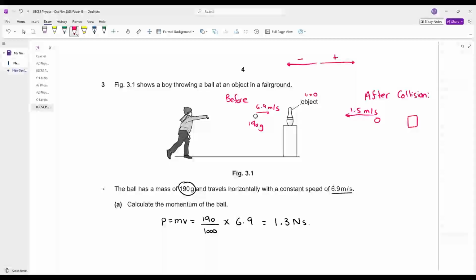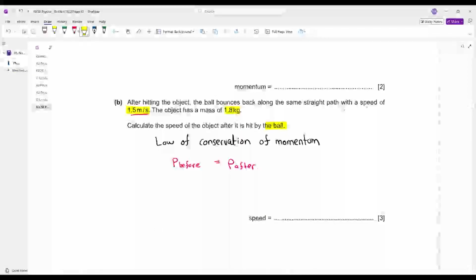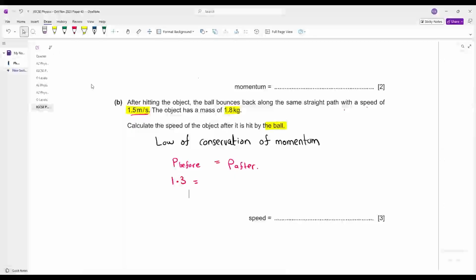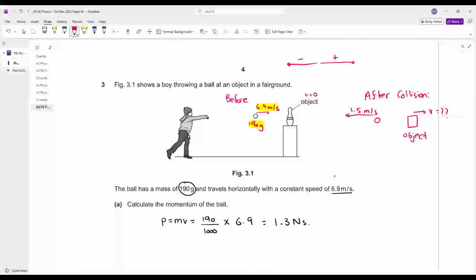You have to calculate the speed of this object. How will we do this? Just focus on the board. Before collision, can you realize the only momentum is due to the ball? Because the object is stationary, its momentum will be zero. So what will be your total momentum before collision? 1.3. What will be your total momentum after collision?